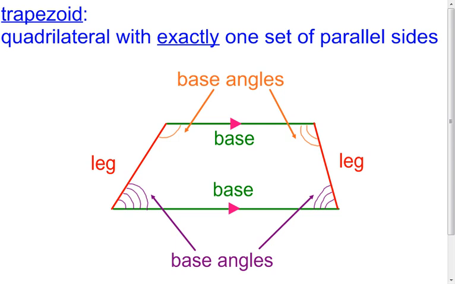And then you have the base angles. You have two sets of them. Each set of angles that touches a base is referred to as one set of base angles. So when you look at mine, I have the orange angles, the top ones. That's one set of base angles, and then the other set is the one on the bottom here, just because of the way my trapezoid is orientated.